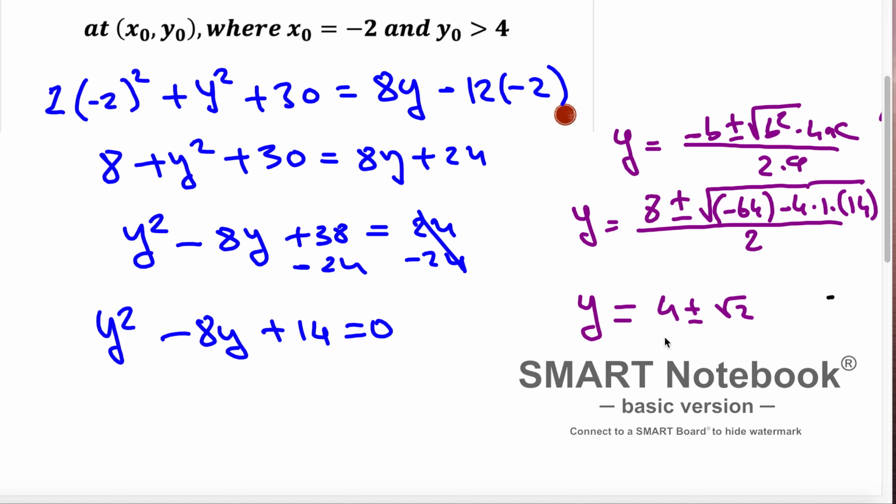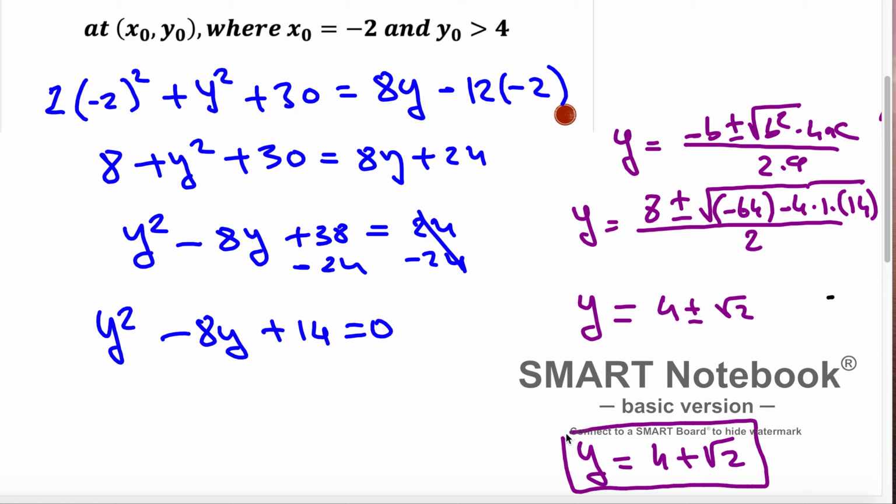But because y0 is greater than 4 for this tangent to the ellipse, I'm taking just the positive value. So I'm taking 4 plus square root of 2. This is the value we were looking for.